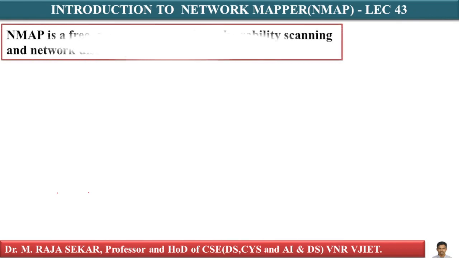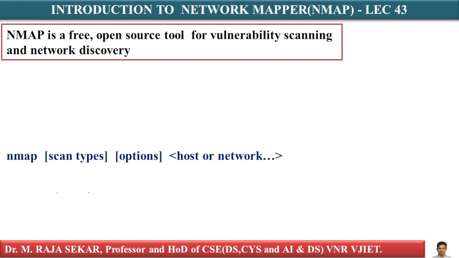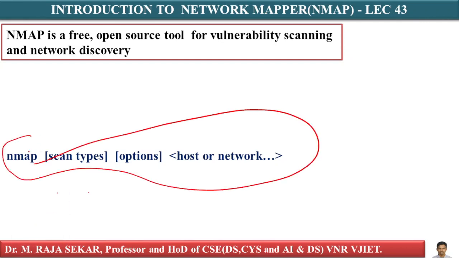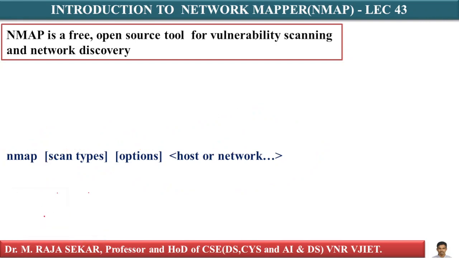NMAP is a freely available tool. This is a free open source tool where you can do vulnerability scanning, and you can also identify the network, which is called network discovery. On the command prompt, we can type nmap, and there are many scan types. What kind of scan you want to make, you have to give scan types, and then there are options. You can specify certain options, and you specify which host or which network you want to scan. This is the general format: NMAP, scan types, options, host or network name. I will discuss this format in detail in my future classes.